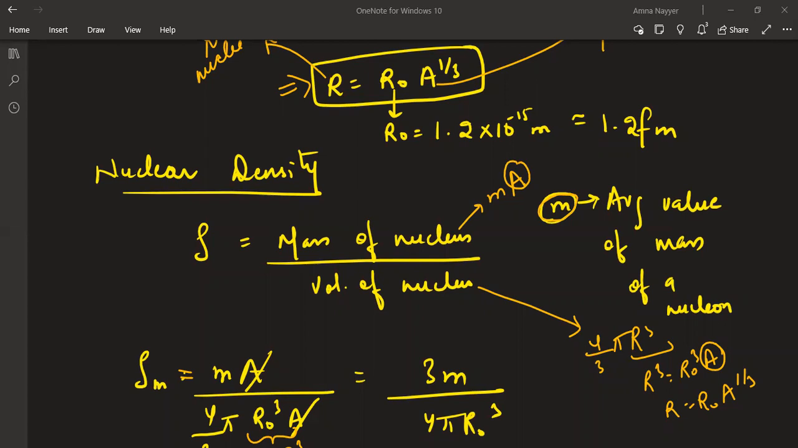Nuclei Z. Last lesson of modern physics.